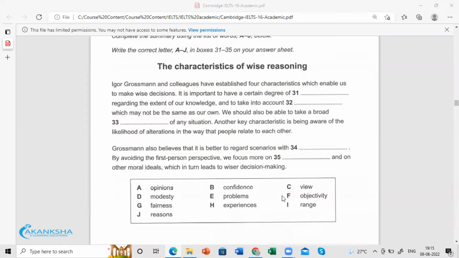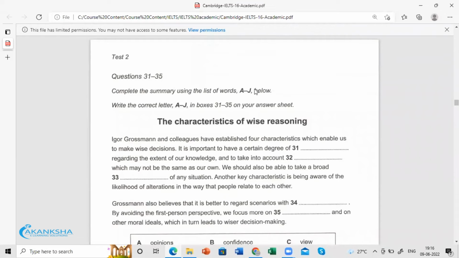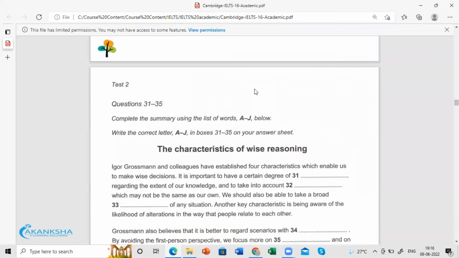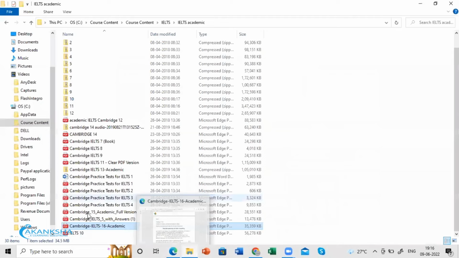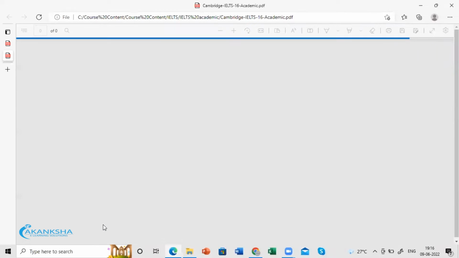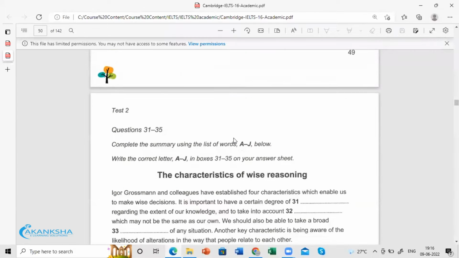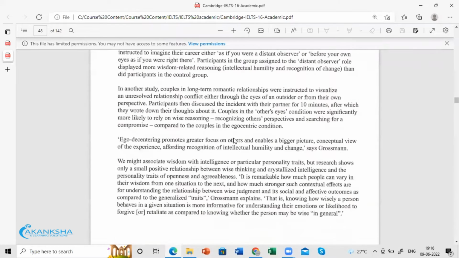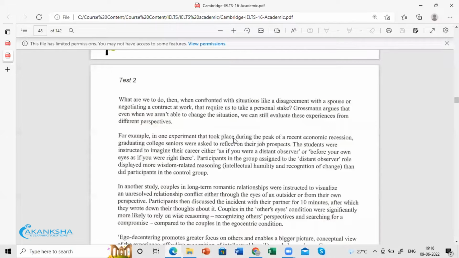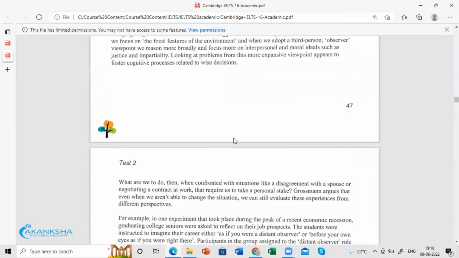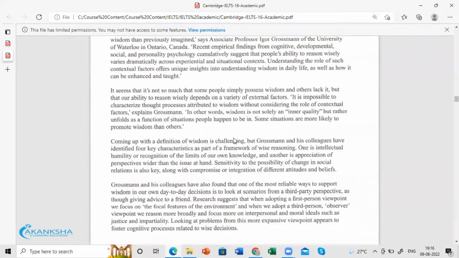Now let's try doing that. Characteristics of wise reasoning. So Igor Grossman. Where is this Igor mentioned? Let me just open the passage once more so that it's easy for us to navigate. Now we need to scan for the person's name, ideally.